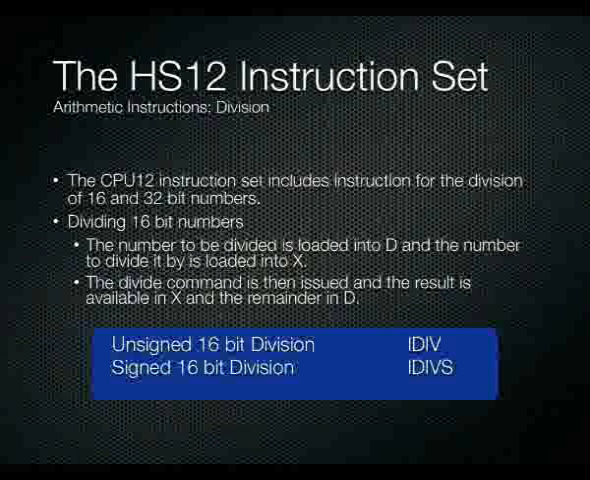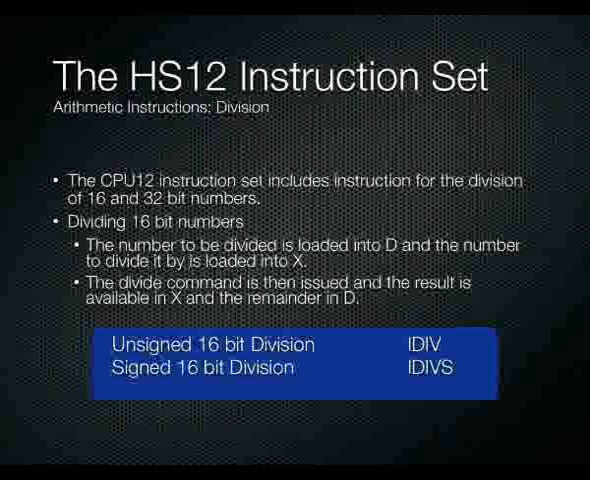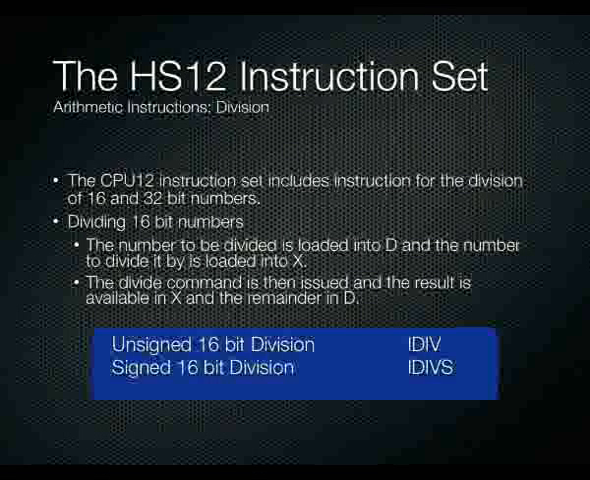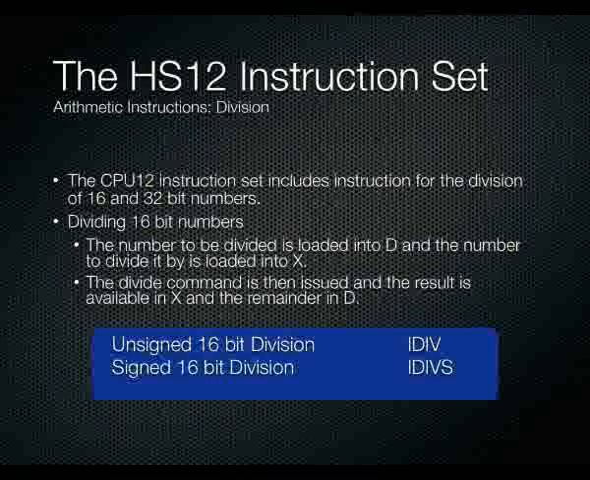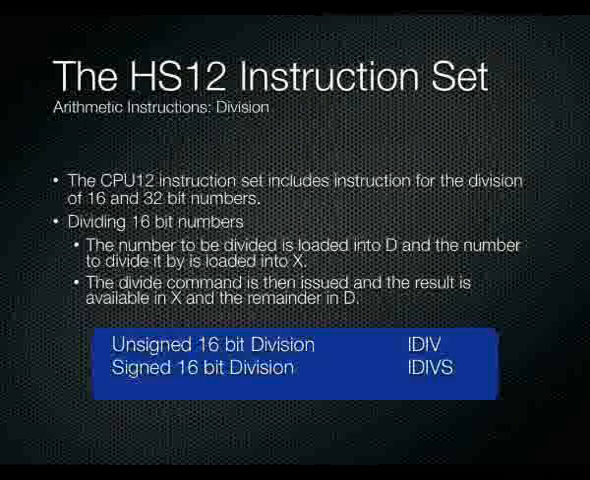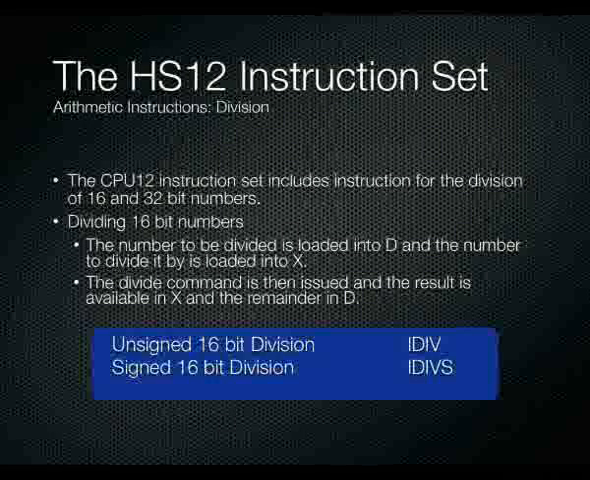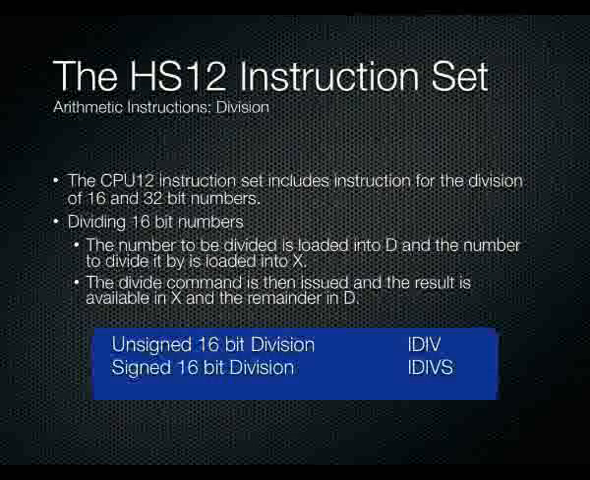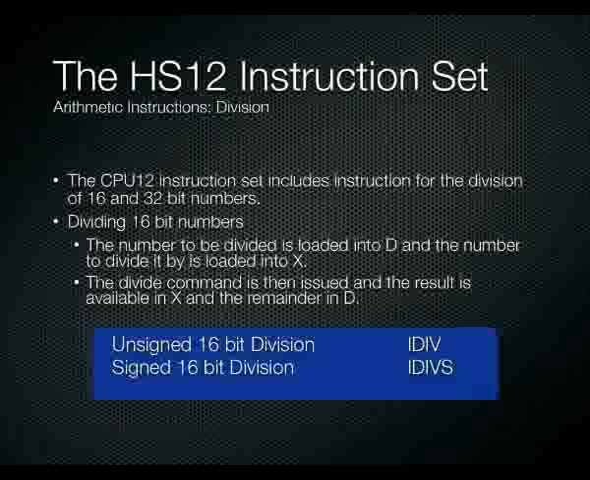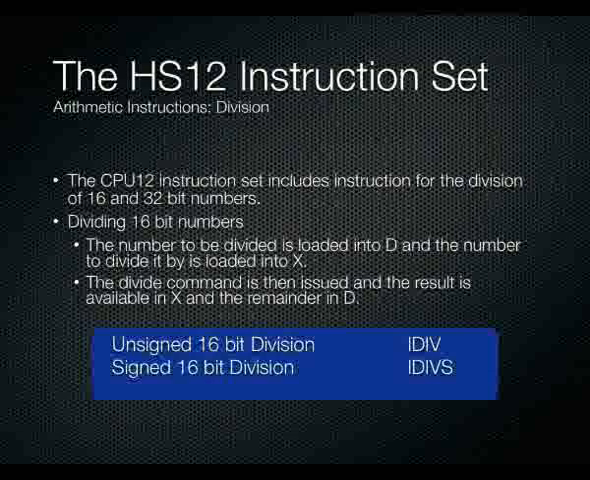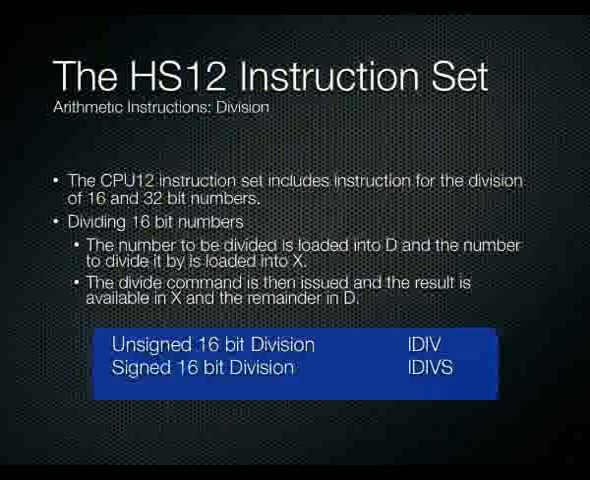Okay, so we've looked at the various ways of doing multiplication. Of course, the flip side of multiplication is division. So when it comes to doing division, we can do division of 16 or 32-bit numbers. Okay, so when it comes to dividing 16-bit numbers, we simply load the number that we want to divide into accumulator D, and the number that we want to divide the number in accumulator D by we load into accumulator X. So effectively, it's going to be D divided by X.